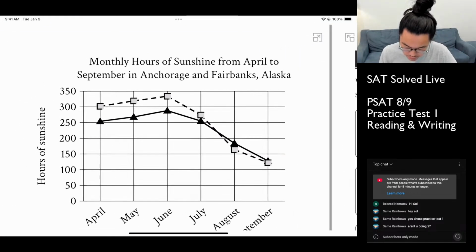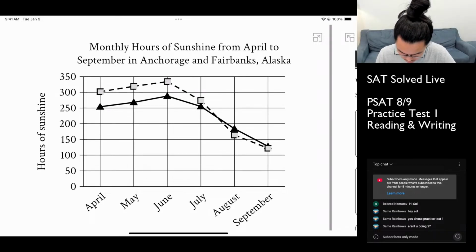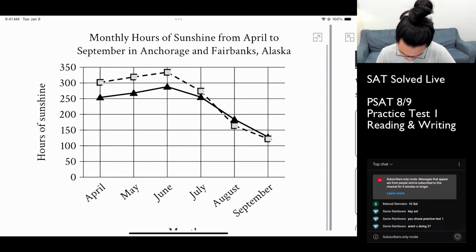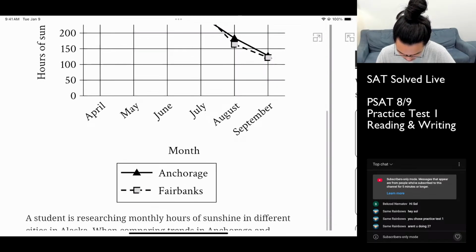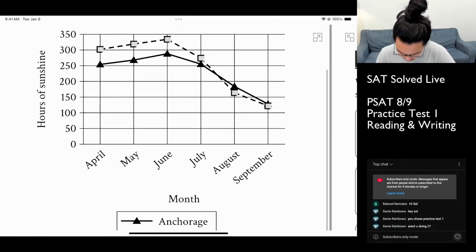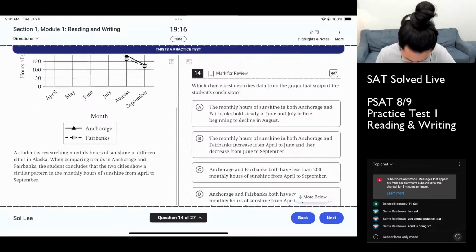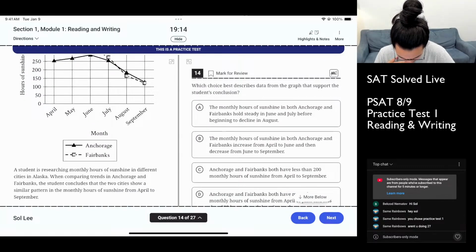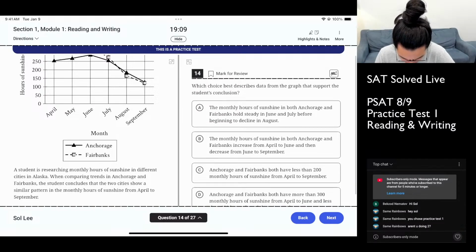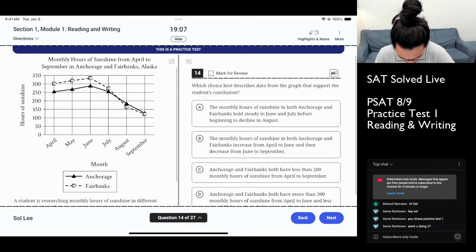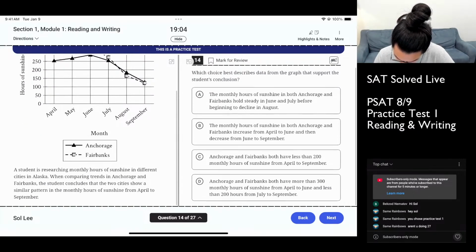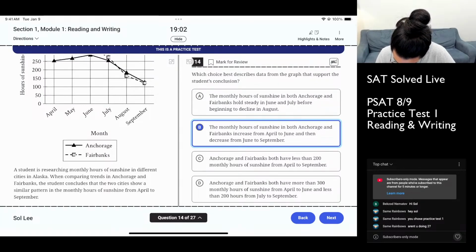Here we go. Monthly hours of sunshine. We lose sunshine in July, August, and September, which makes sense because I guess it's summer turning into winter soon, and then Anchorage and Fairbanks. But Fairbanks has a more dramatic drop. I guess Fairbanks is further north. Similar pattern, yeah. They both peak at June, and then they both drop in September. I'm looking for June and September.